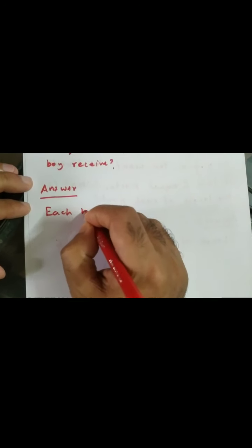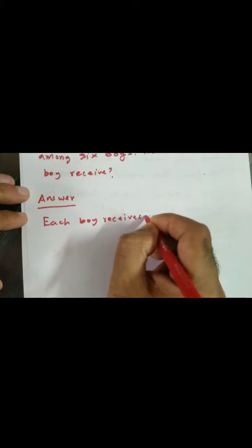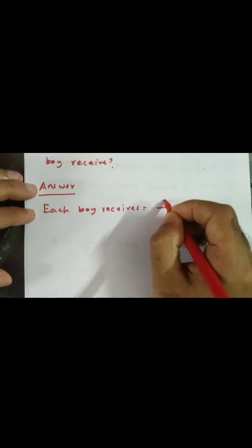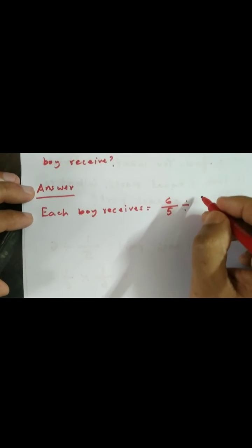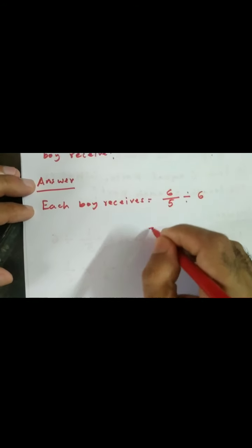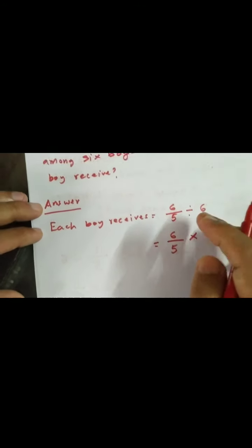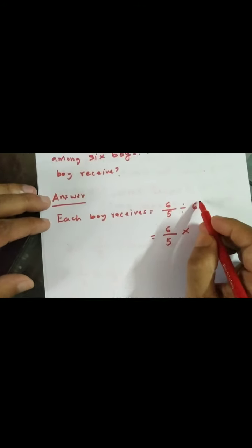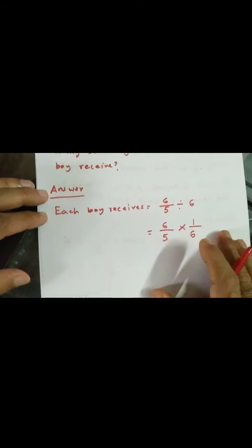So each boy receives how much? 6 by 5 divided by 6. Now in the next step, what to do? Multiply by the reciprocal of the divisor. What is my divisor? 6. What is its reciprocal? 1 by 6.